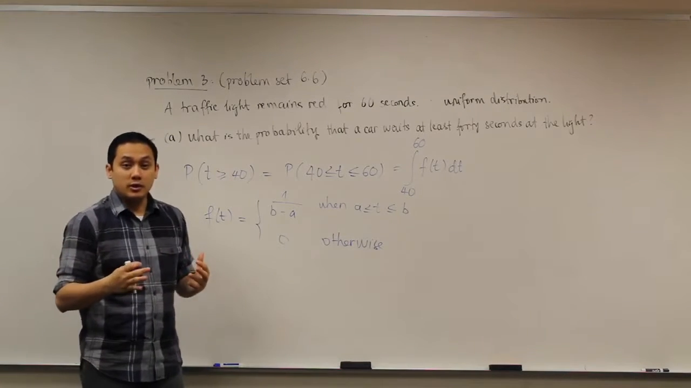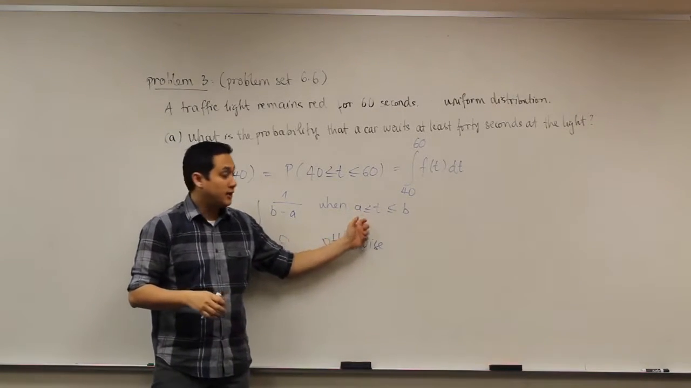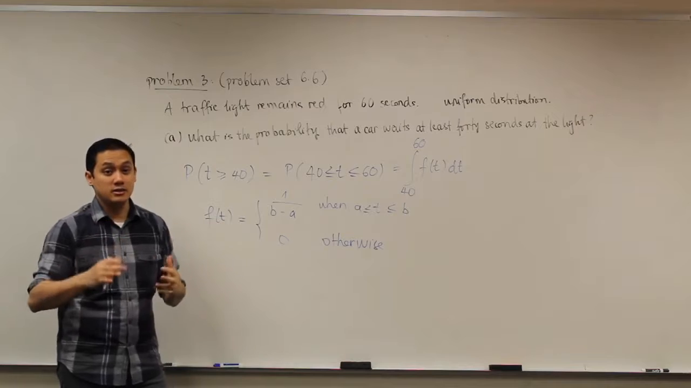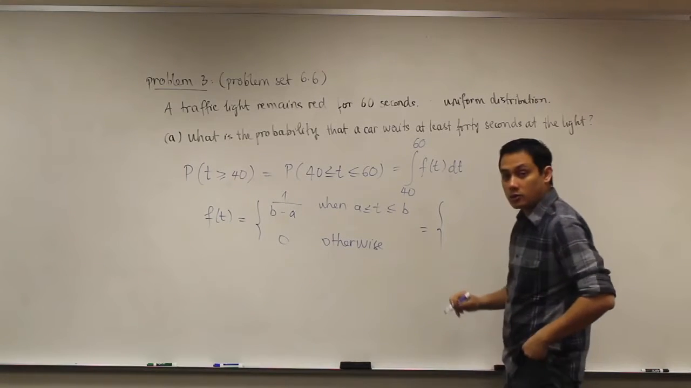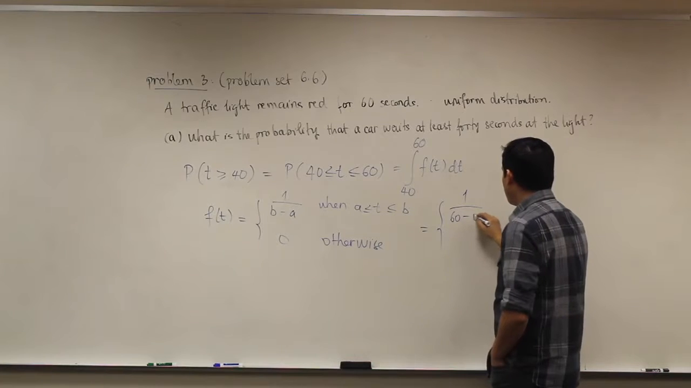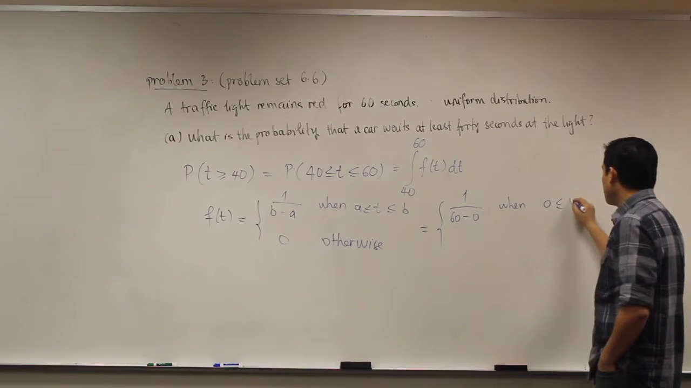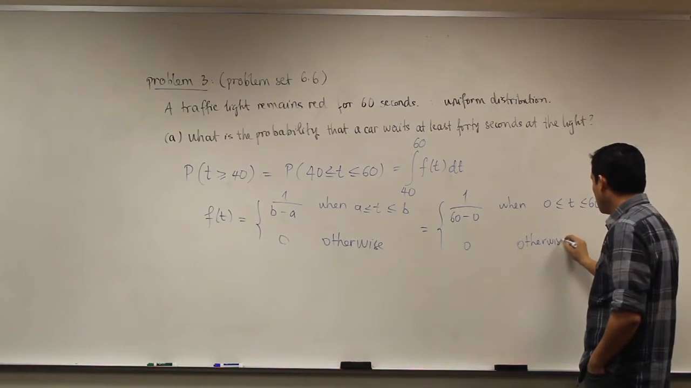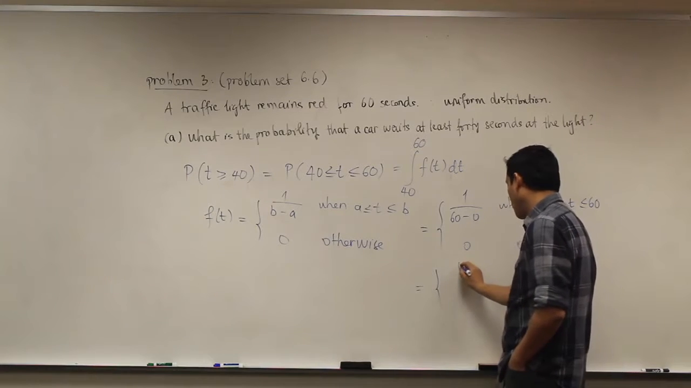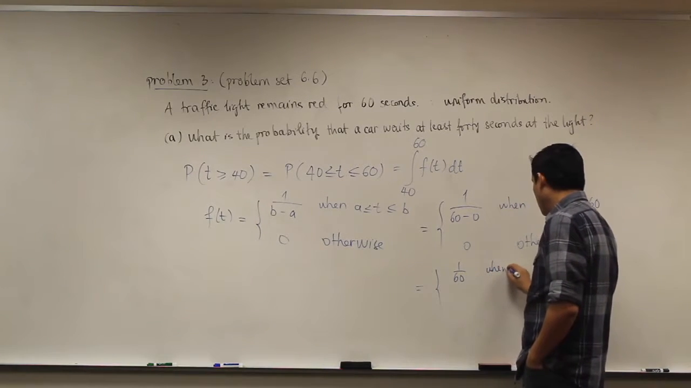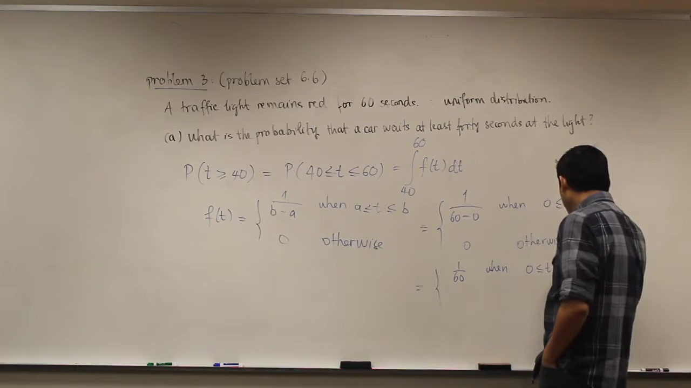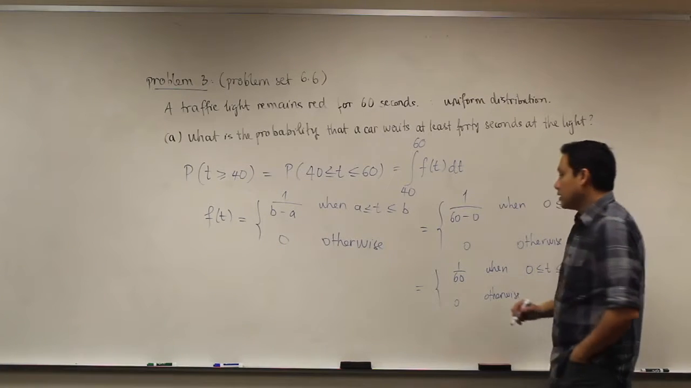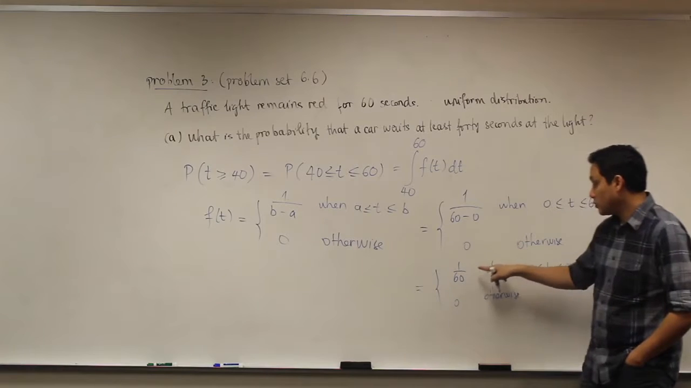You have to be careful here when you read the problem. You have to be able to identify a and b. In this case, a and b is not 40 to 60, right? a and b is actually from 0 to 60. So this is equal to 1 over 60 minus 0 when t is between 0 and 60 and 0 otherwise. All this is equal to 1 over 60 when t is between 0 and 60 and 0 otherwise. So the probability density function in this case is 1 over 60.